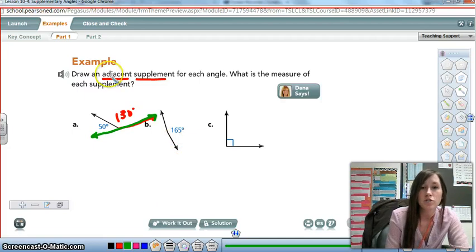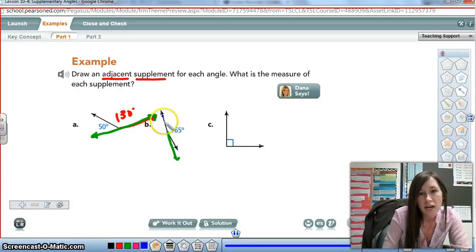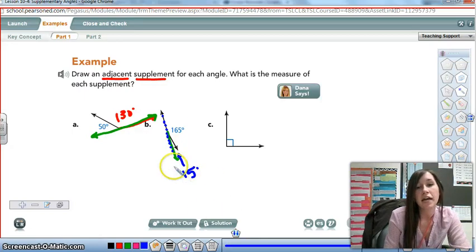But we want to draw it adjacent, so we want to draw it right side by side here. If we just stretch out this part so that we get this straight angle all the way across, then this little piece would have to be 15 degrees, so that all together they make 180, and all together they make this straight angle. This is an example of two angles, the 165 and the 15, that are supplementary because they add to make 180, and also adjacent because they're side by side.